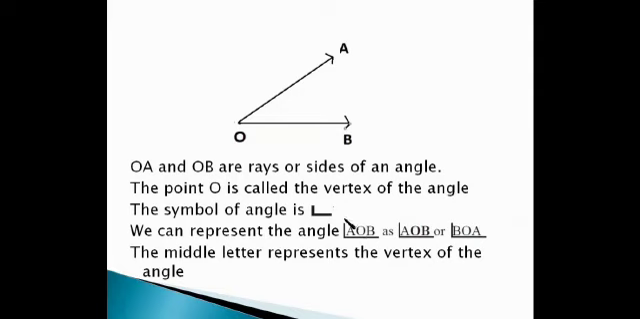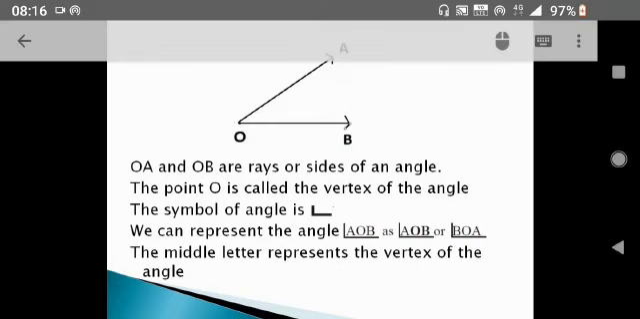Then we represent the angles. How are you going to write the angle? Angle AOB as AOB or BOA. The middle letter represents the vertex of the angle. Whenever you are writing the angle, the point that is the vertex, that alphabet will come in the middle of the other two letters. Okay. Now we'll move to the next one.